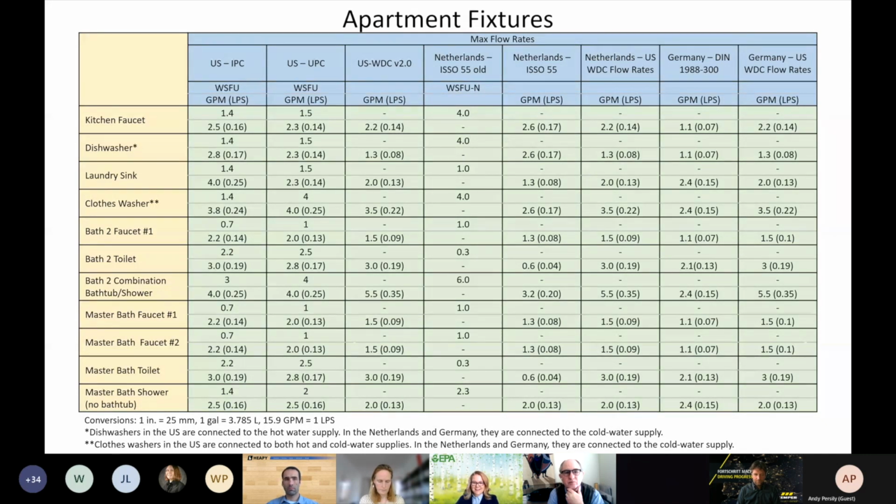Dan, if you could turn your camera back on and join us. So Dan, you showed very nicely in your presentation that the flow rates can be very different, and the fixture units between the UPC and IPC methods. I wondered if you could explain a little bit more, provide some insight into why those numbers are so different between those methods.